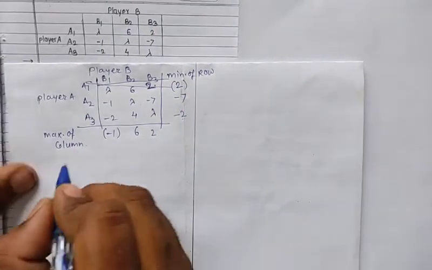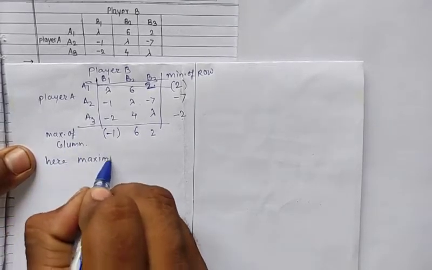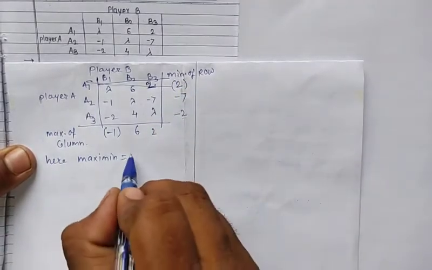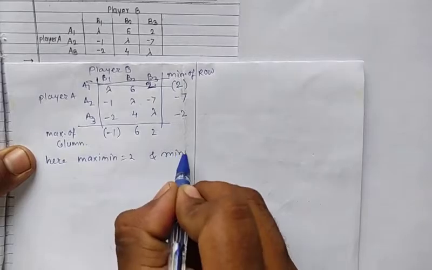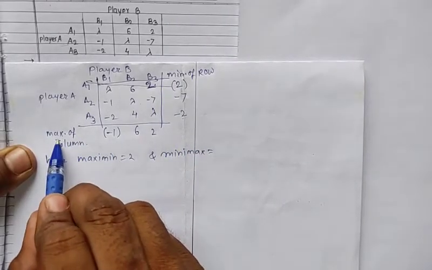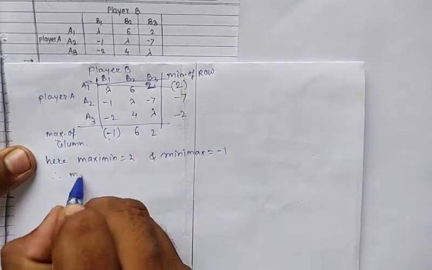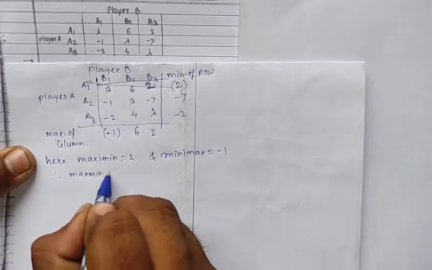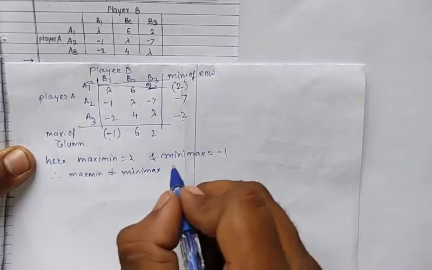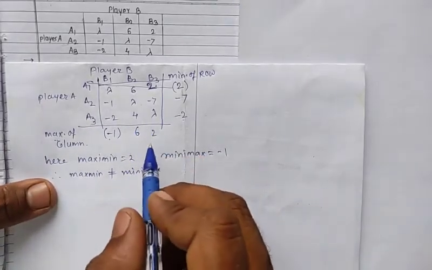Therefore here maximum value is equal to, so we have taken maximum of minimum, which is 2, and minimax value is equal to, so minimum of maximum value, which is -1. Therefore here maximum value is not equal to minimax value. Therefore game has no saddle point.